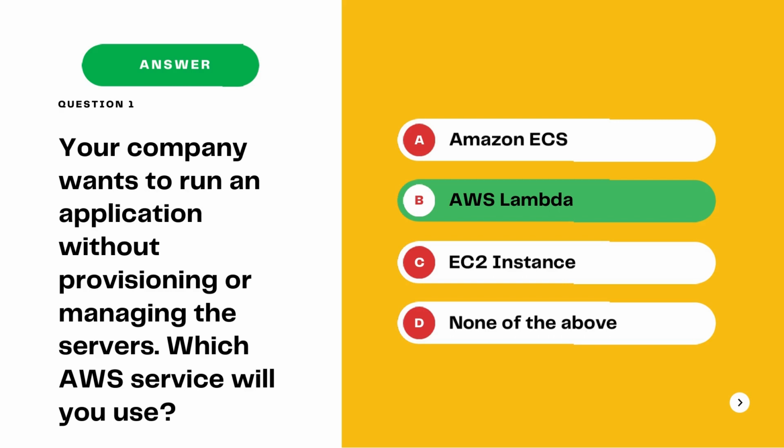The first option was Amazon ECS. This is not the correct option, as Amazon Elastic Container Service, or Amazon ECS, is a container management system that enables you to run and scale containerized applications on AWS. The second option was AWS Lambda. This is the correct option, as AWS Lambda is a service that lets you run code without needing to provision or manage servers. AWS Lambda is an AWS service for serverless computing. The third option was EC2 instance. This is not the correct option, as while using EC2 instances, we are responsible for provisioning the instances, patching the instances, and maintaining the instances. So, the right option is option B.